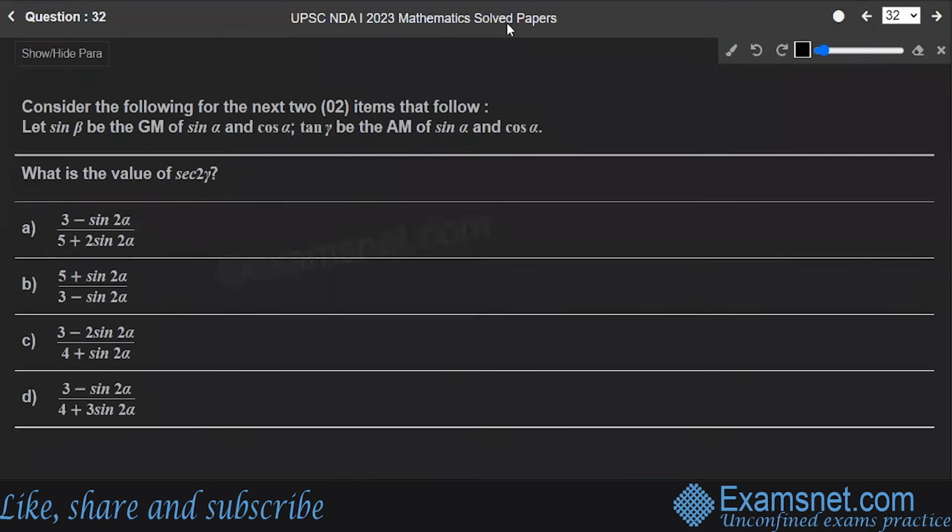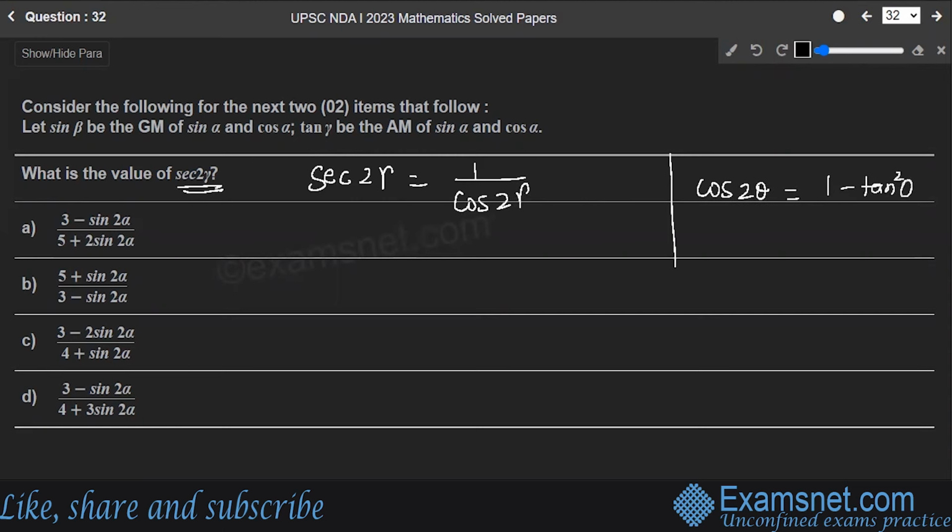Question number 32. Same statement is there, but this time you have to find out the value of secant 2 gamma. Secant 2 gamma is equal to 1 upon cos 2 gamma, right? You know one thing, that cos 2 theta is equal to (1 minus tan square theta) upon (1 plus tan square theta). So I'll fill in over here. You will have secant 2 gamma is equal to (1 plus tan square gamma) upon (1 minus tan square gamma).